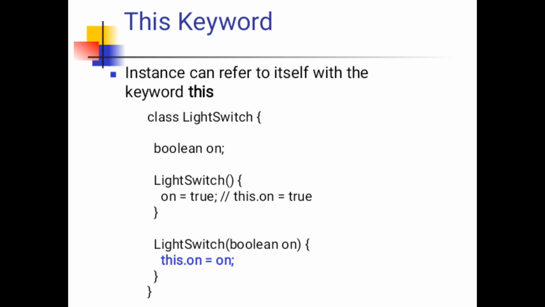We have the this keyword. An instance can refer to itself with the keyword this. Class LightSwitch, boolean on, LightSwitch on equals true. this.on equals true, and then this.on equals on. This is how we use the this keyword to refer to itself.